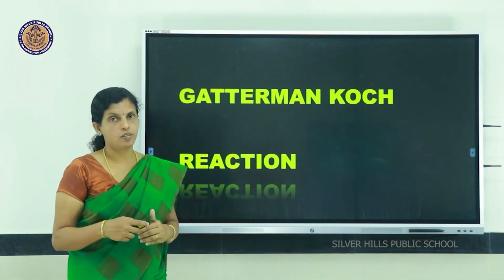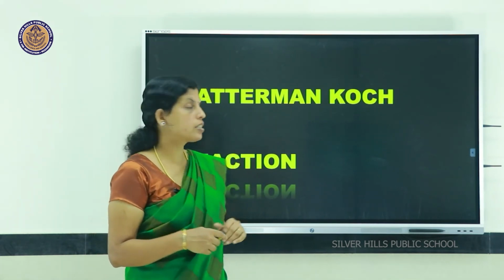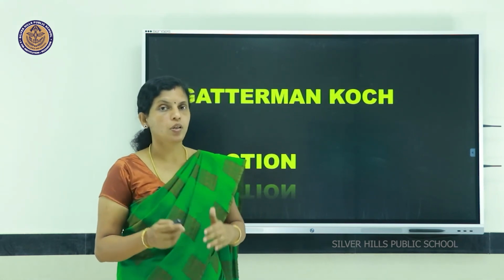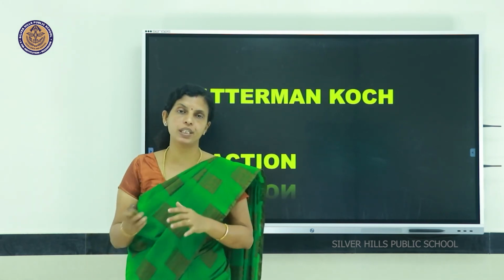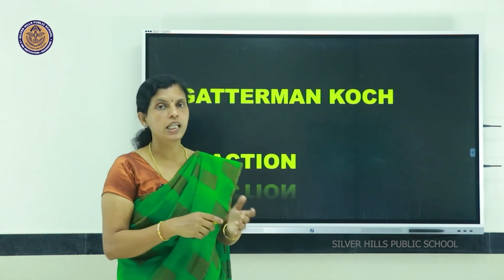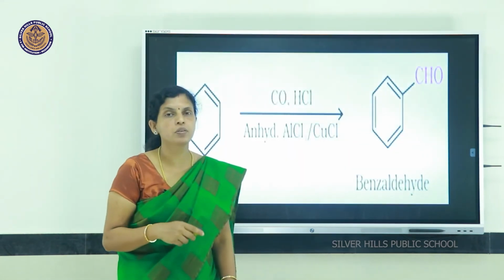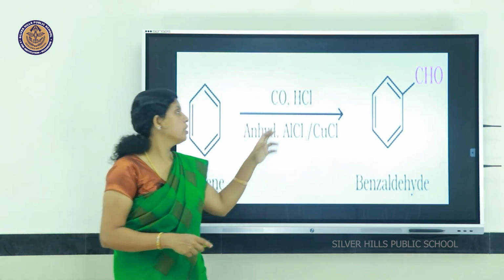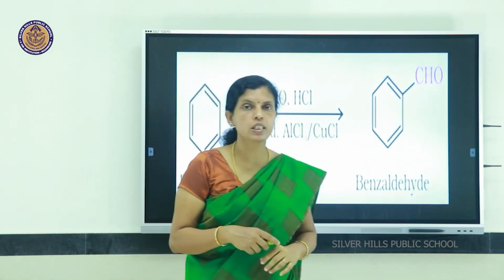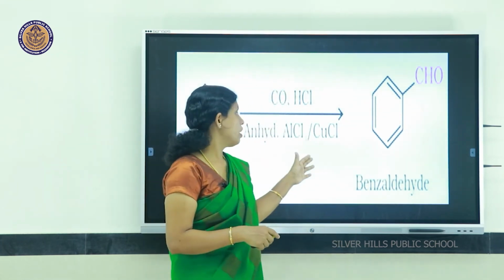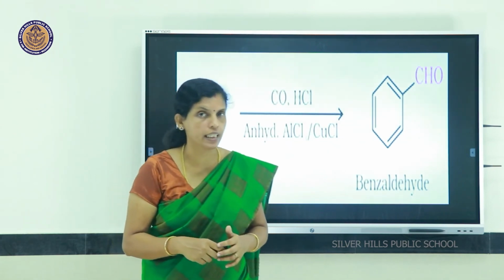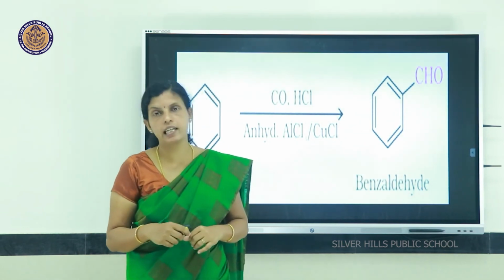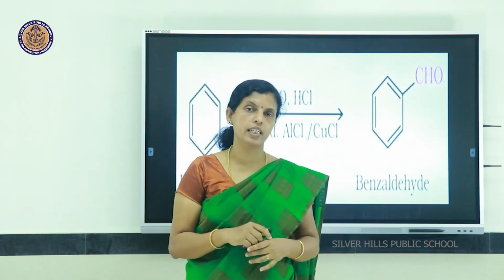And the third method of preparation of aromatic aldehyde is the Gattermann-Koch reaction. This Gattermann-Koch reaction is used only for the conversion of benzene into benzaldehyde. So, Gattermann-Koch reaction is benzene on treating with carbon monoxide and HCl in the presence of anhydrous AlCl3 and CuCl, which gives benzaldehyde.